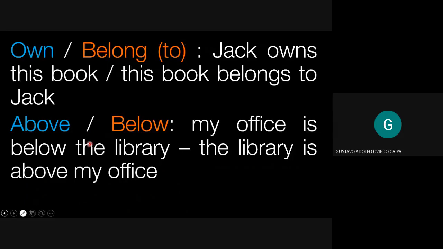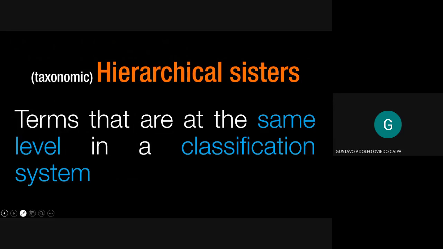Or for example, if I say my office is below the library, or the library is above my office, it's the way of describing the same situation only from different perspectives. All right. Yet another type of opposites. And this is the last one, I believe.